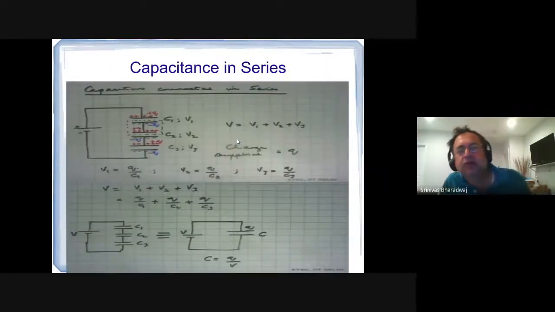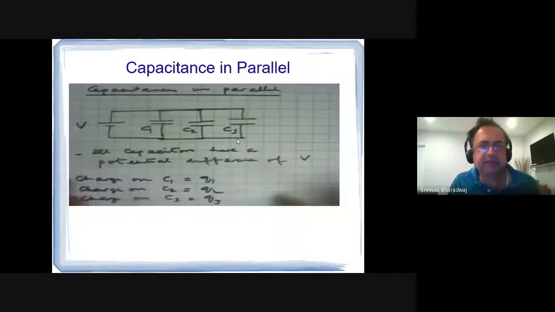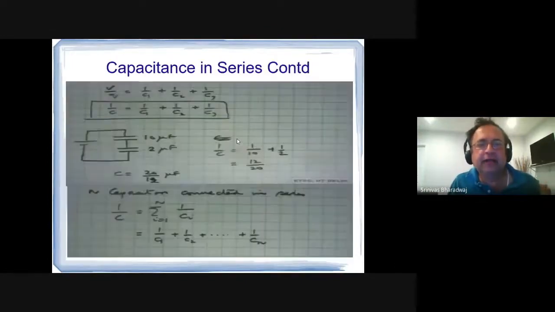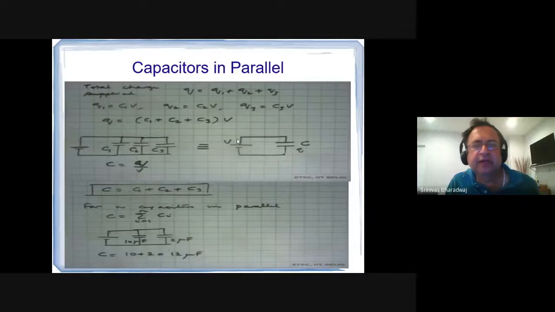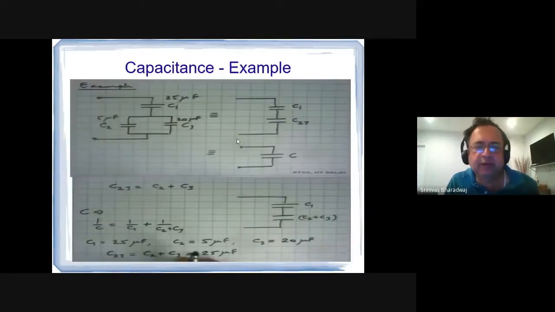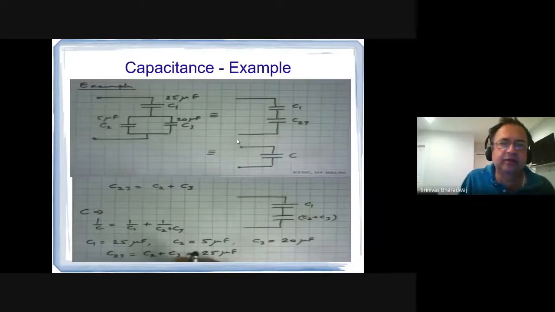Okay. And if you had some series parallel combination, you can then evaluate the corresponding capacitance. So that is how you do it. This is capacitance in series. This is capacitances in parallel. And if you have some combination, you just do the corresponding arithmetic. Okay, so let's look at this example.